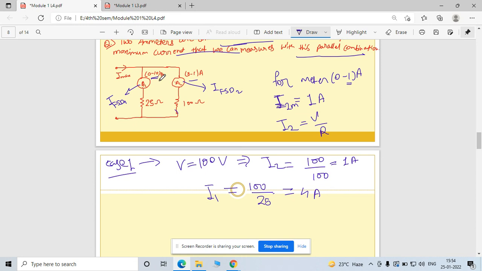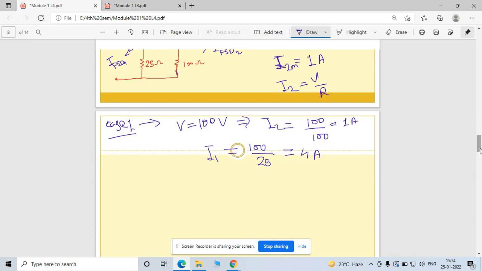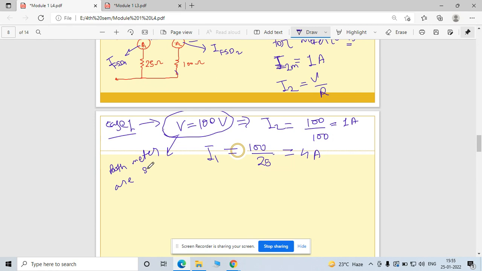That is also within your specified range, so your meter is safe. So both meters are safe if I consider V equal to 100 volt.